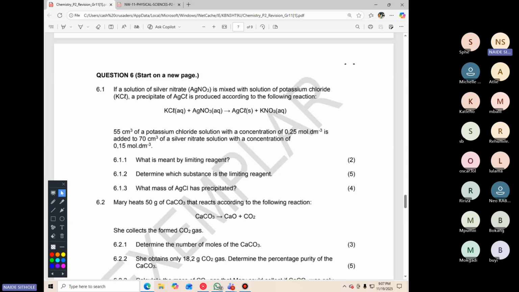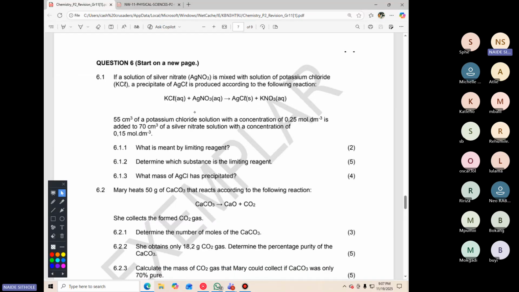If a solution of silver nitrate, AgNO3, is mixed with a solution of potassium chloride, KCl, a precipitate of AgCl is produced according to the following reaction. A 55 cm³ sample of a potassium chloride solution with a concentration of 0.25 mole per dm³ is added to 70 cm³ of silver nitrate of concentration 0.15 mole. In an exam, make sure that you highlight your information.